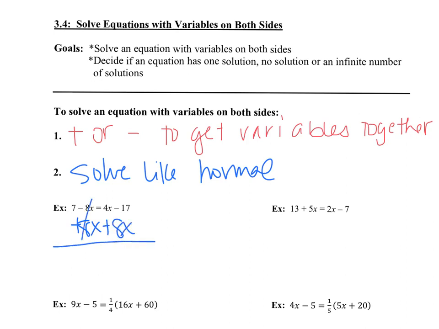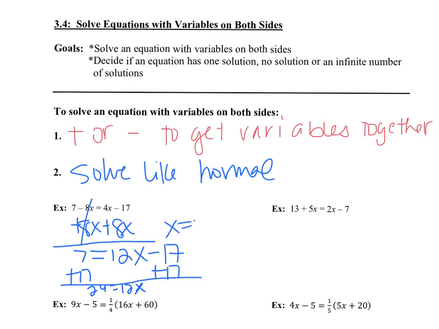So here, those would now cancel. Bring your equal sign straight down, and you're left with 7 equals 12x minus 17. So now if you solve like normal, you're just going to add 17 to both sides, and you end up with 24 equals 12x. And if you divide both sides by 12, you would get x equals 2.